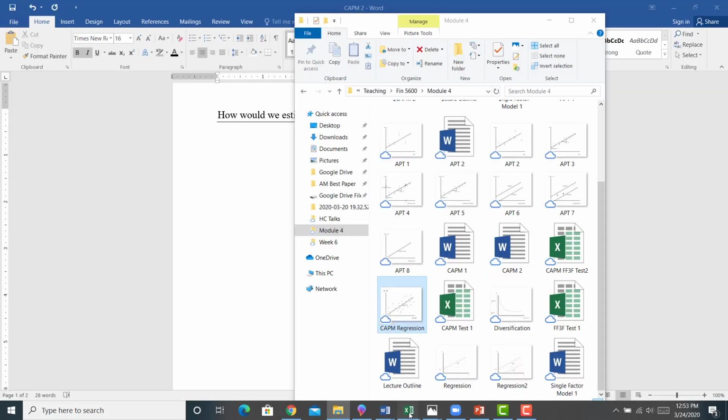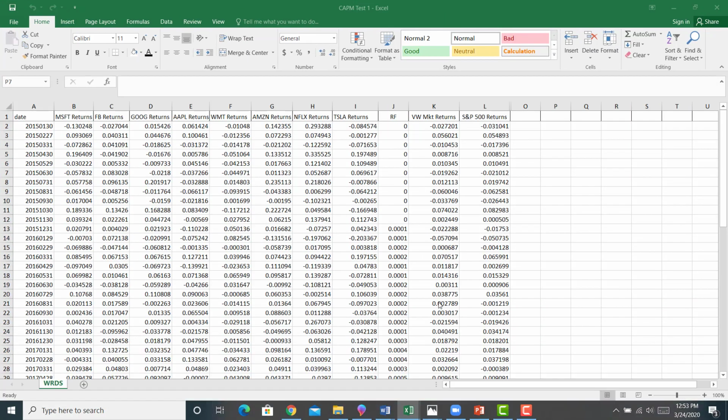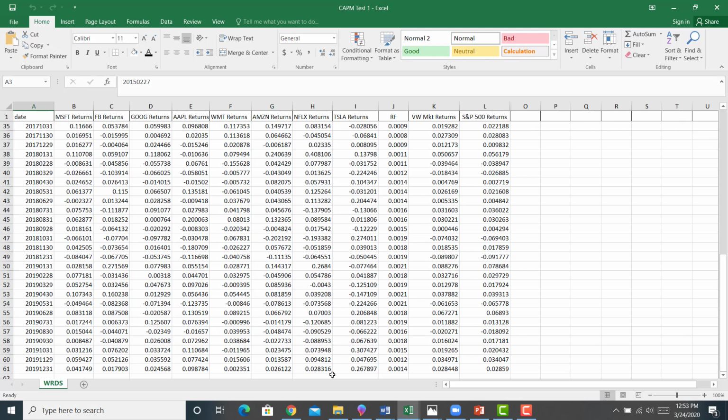So I've pulled some data here. All right, so I've got monthly data for the last 5 years. I have January 2015, February 2015, and so on, all the way down to December 2019. So I've got 5 years of data. I've got monthly data for Microsoft, Facebook, Google, Apple, Walmart, Amazon, Netflix, and Tesla. Okay, so I've grabbed historical data for 8 stocks.